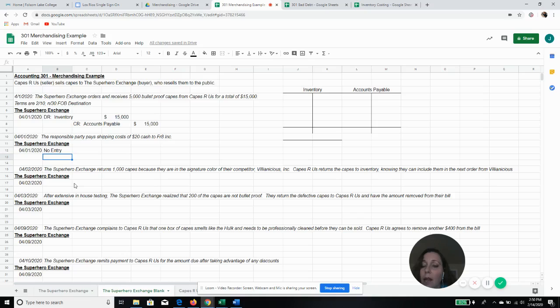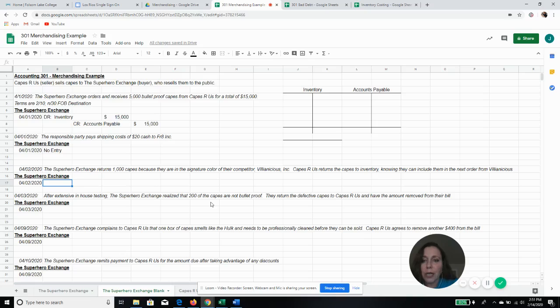On the 2nd of April, the Superhero Exchange returns 1,000 capes because they are in the signature color of their competitor, Villainicious Inc. Capes R Us returns the capes to inventory knowing they can include them in the next order from Villainicious. The second sentence we don't care about as the buyer. We don't care what they do with them. All we care is that we're returning them.